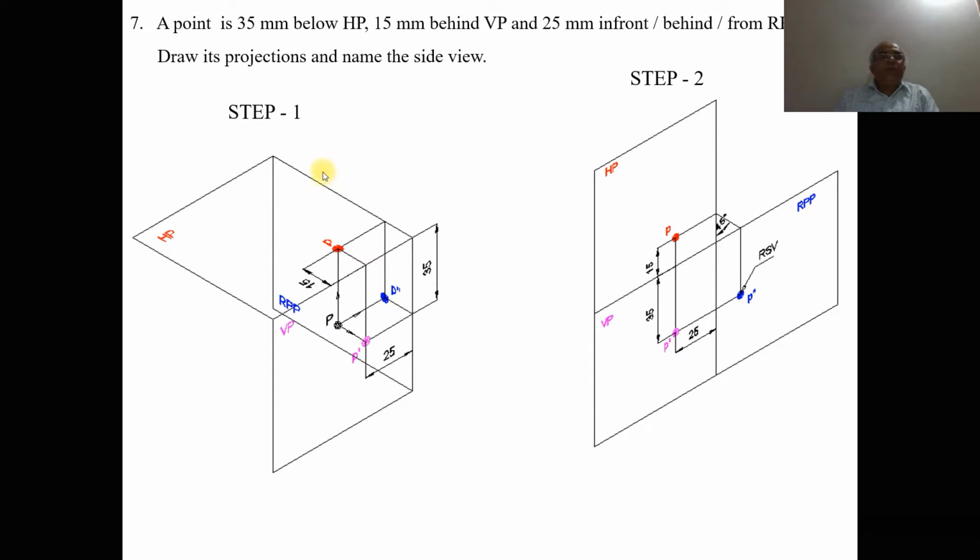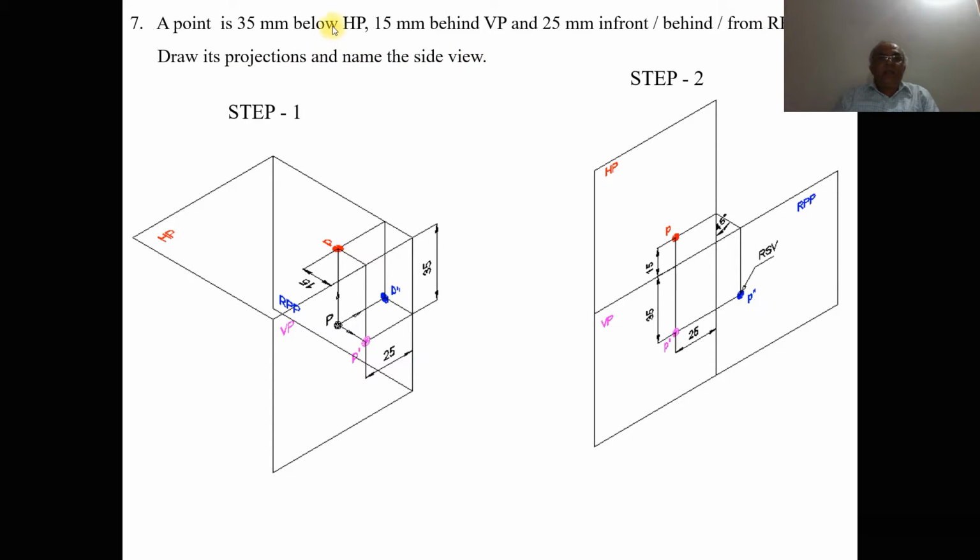Now in this video, we are going to discuss one more problem on projections of points in the third quadrant. A point is 35 mm below HP, 15 mm behind VP, and 25 mm behind RPP. Draw its projections and the side view.